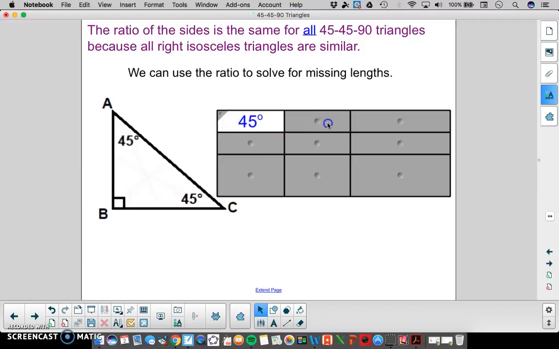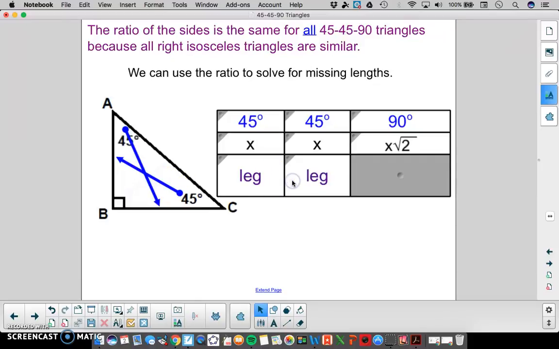So I use 45, 45, and 90 because those are my angles. And x, x, and x root 2 is my ratio pattern. Because across from each 45 is one of the legs. Across from the other 45-degree angle is the other leg, which are going to be congruent because it's isosceles. And then across from the right angle is our hypotenuse, or that x root 2 part of our pattern.